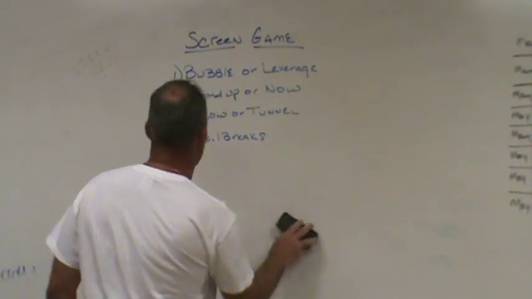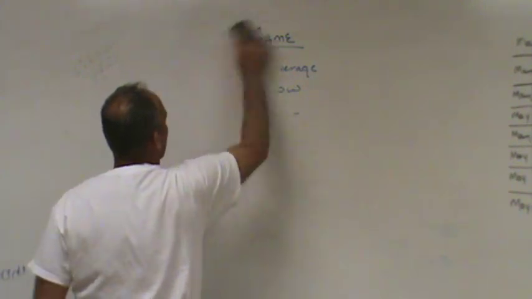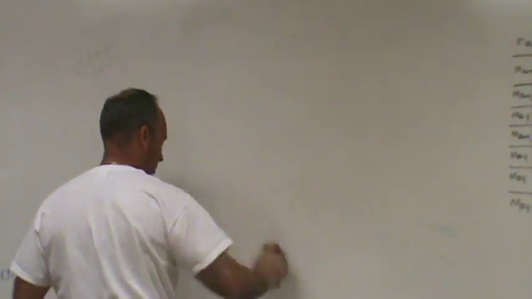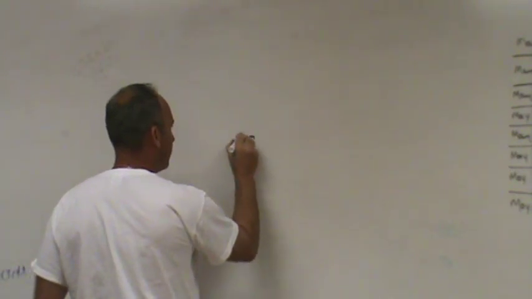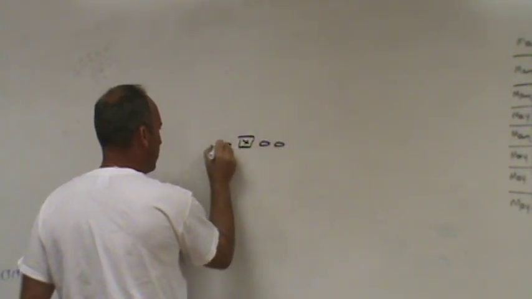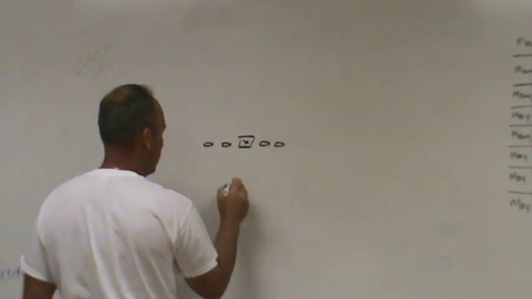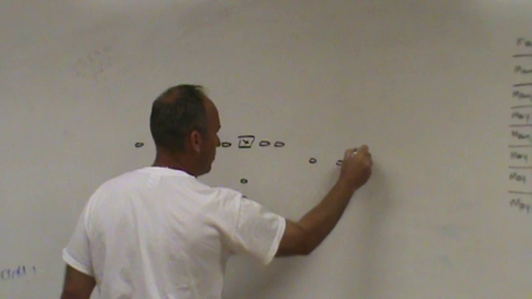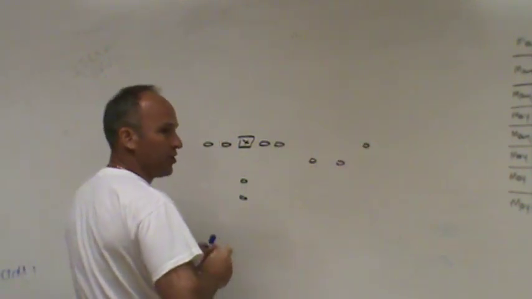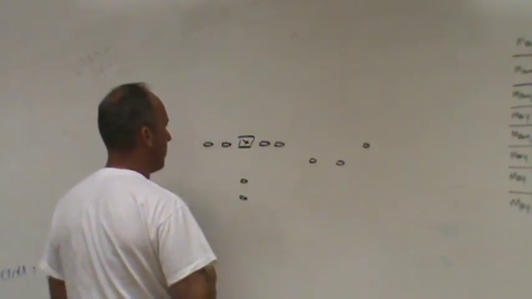Okay, all right, as we go through some of those, we'll draw up the first one. All right, we'll look at the bubble from 3x1. Okay, we'll look at the bubble first from 3x1, and then we'll talk about it as a possible leverage scheme, how you could do it in your zone game.